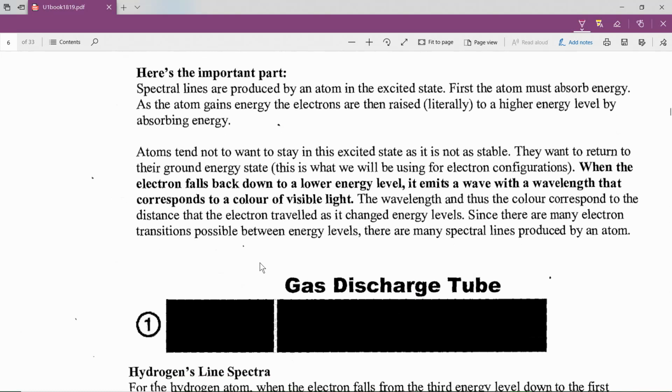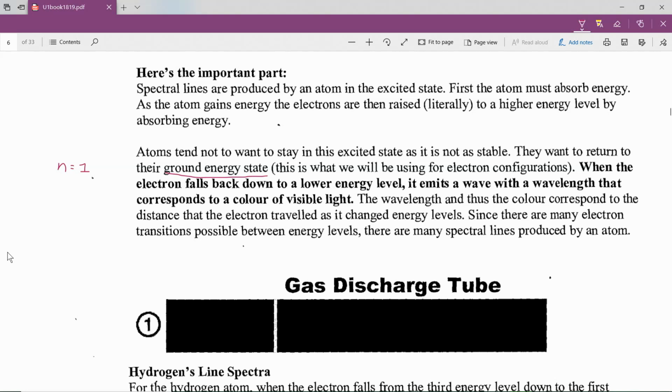The lowest energy level possible, by the way, is called the ground state. The ground energy state is represented by the letter n, which is the energy level number. It's also the principal quantum number. We don't really talk about quantum numbers in this course, but next course definitely you will. And when the electron falls down to a lower energy level, it emits a wave with a wavelength that corresponds to a color of visible light.